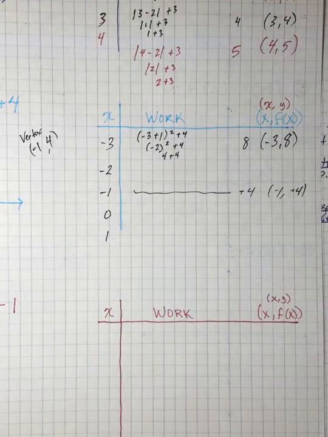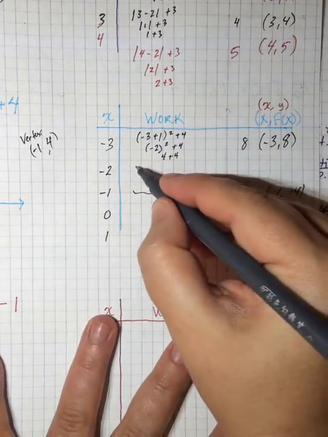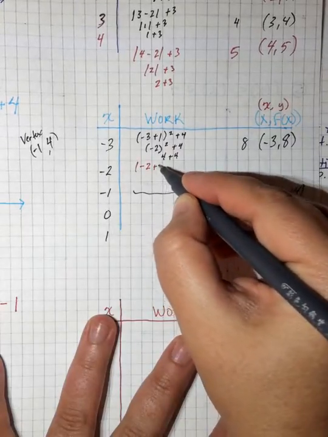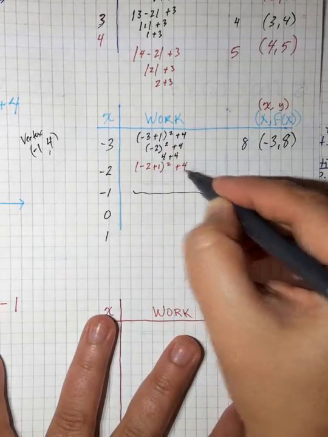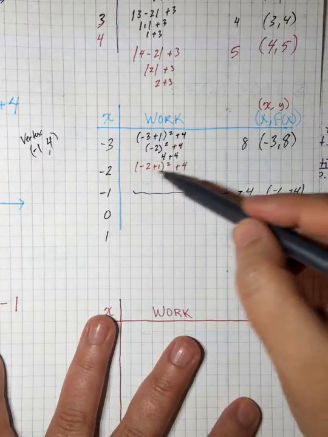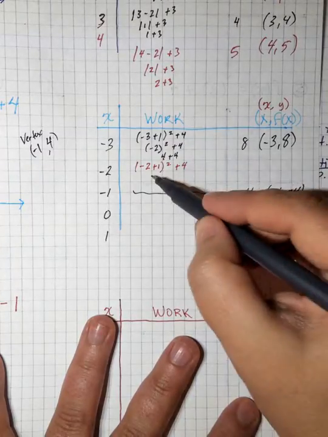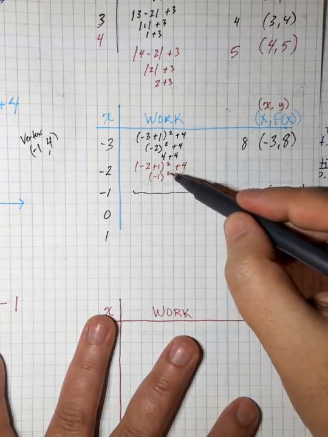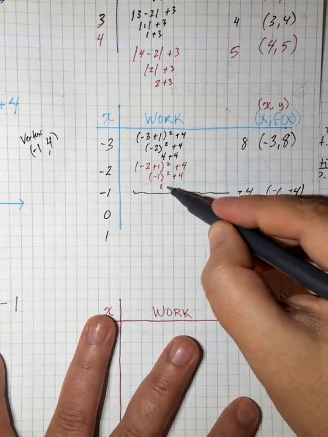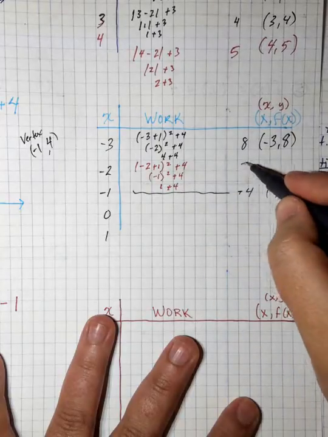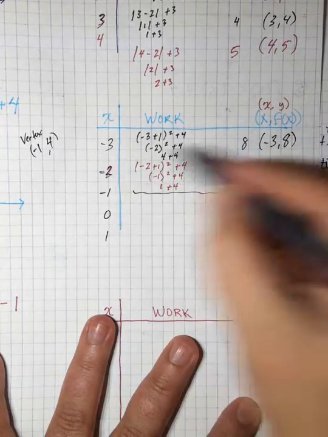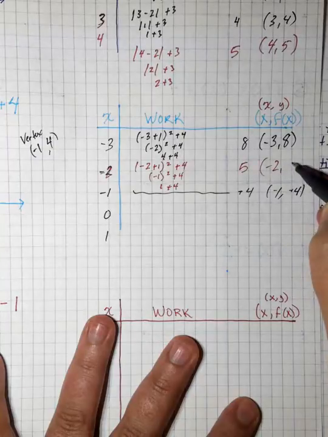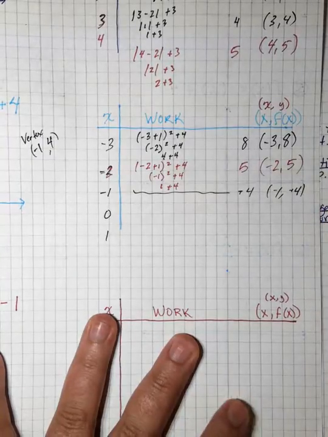Do the exact same thing with the negative 2. I'll change my colors again so you can see where my work stops and starts. Plugging in negative 2 plus 1, quantity squared, plus 4. Parentheses first. Negative 2 plus 1 is a negative 1. Negative 1 squared, negative 1 times negative 1 is positive 1. And 1 plus 4 is 5. So my next ordered pair is negative 2, 5.